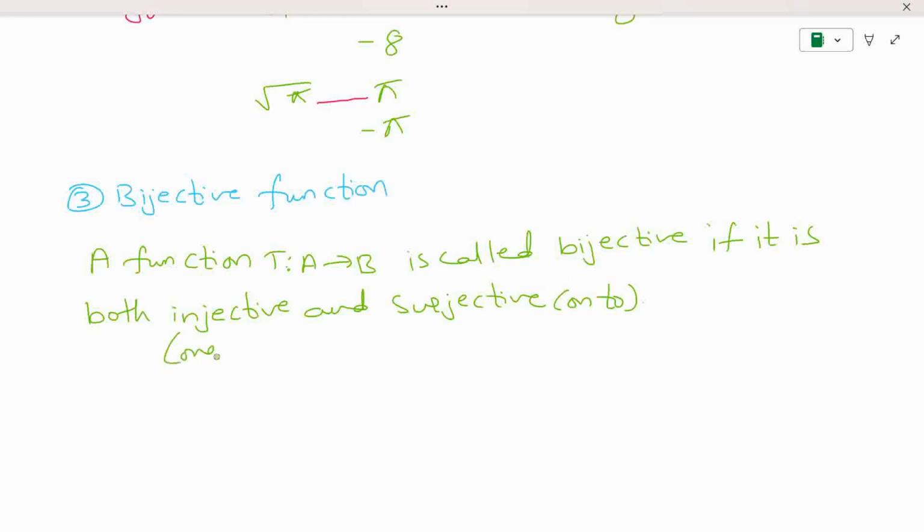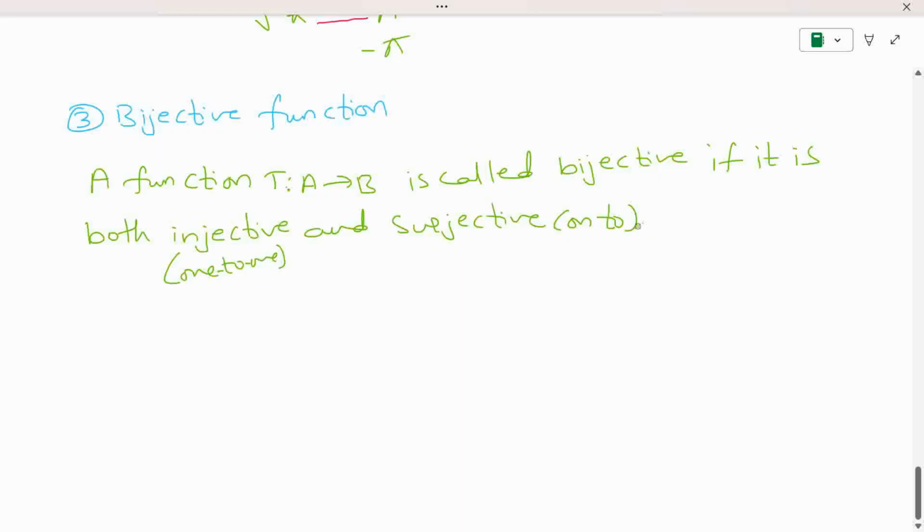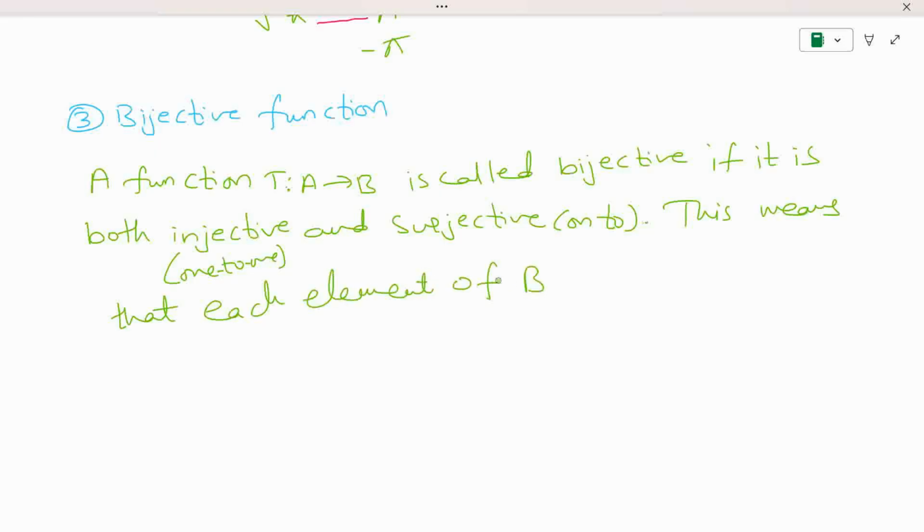Injective is also called one to one. So what does this mean? It has to be injective as well as surjective. This means that each element of B is the image of exactly one element of A.